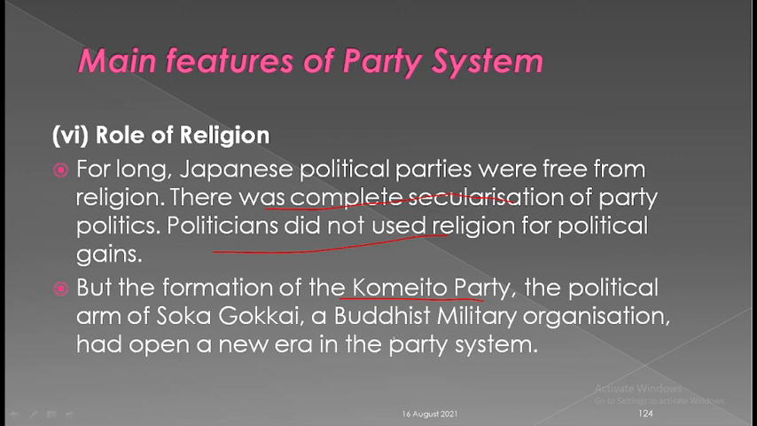This has opened a new era in the party system. In other words, with the formation of a Buddhist religion-based Komeito party, slowly religion is entering into party politics in Japan. As of now, they are not able to have a strong foothold in politics. I mean, they are not able to hold the government. But it is said that this kind of religion-based political party has been increasing in Japan.